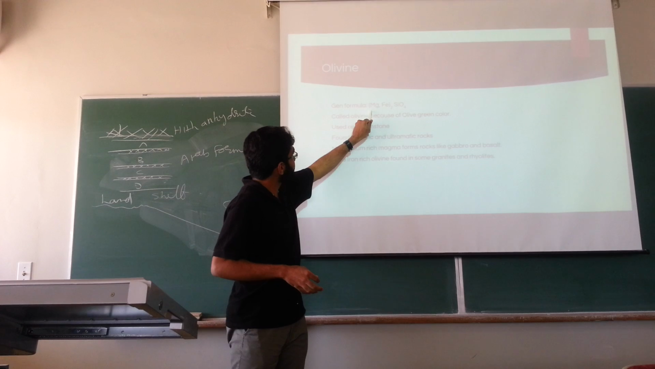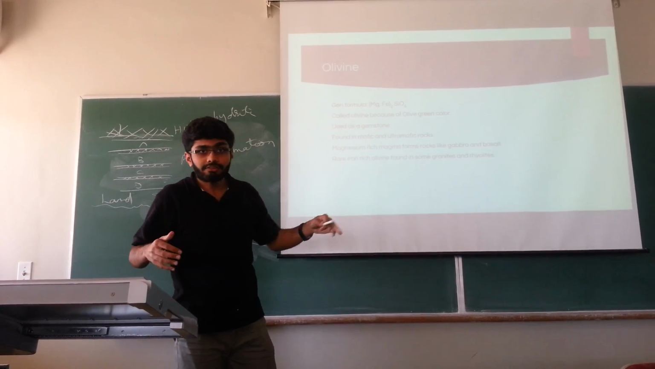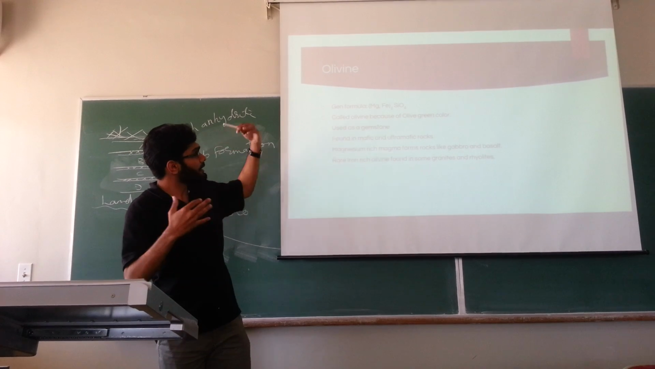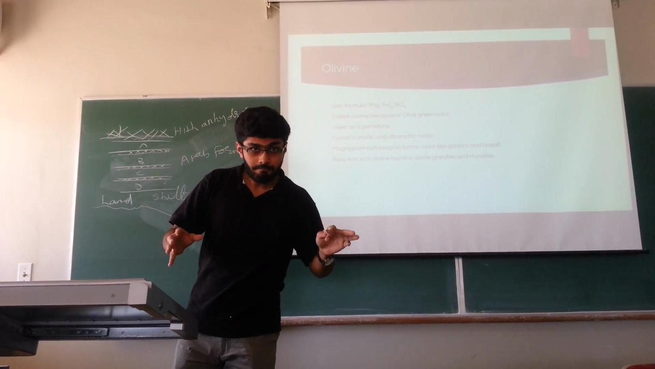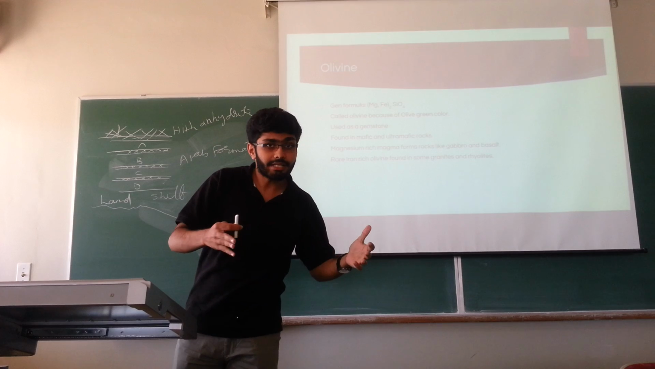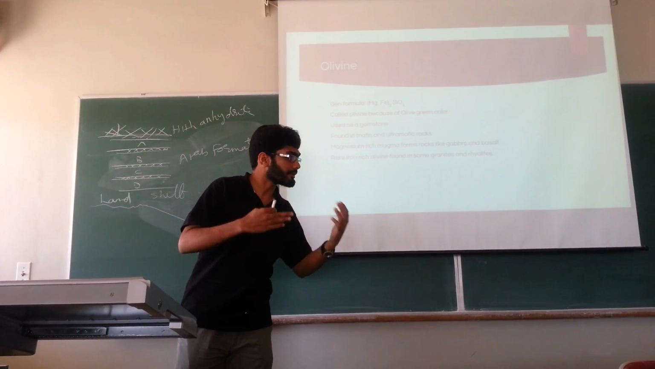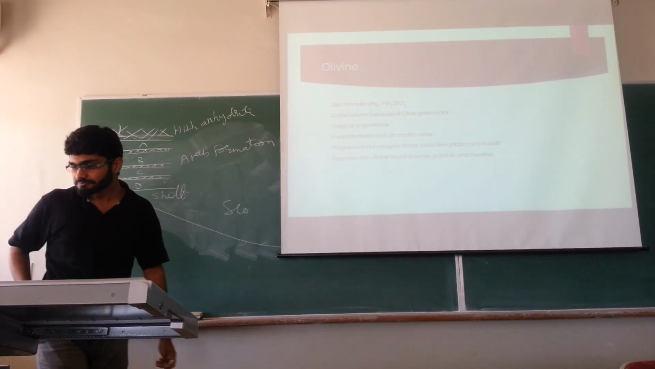So the olivines that are rich in magnesium form rocks like gabbro and basalt. Olivine rich in iron is quite rare, but we do find it in some places, and such olivines are responsible for forming rocks like granites and rhyolites.